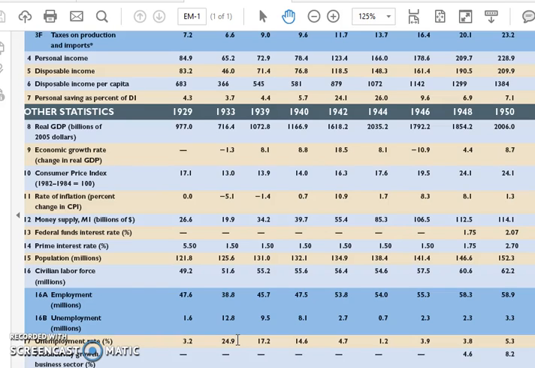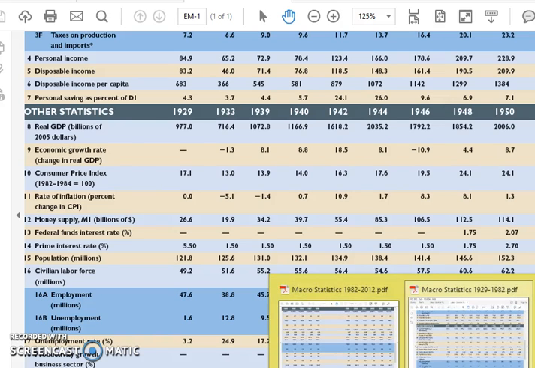And that unemployment rate is going to stay elevated. In 1939, it's at 17.2%. In 1940, it's at 14.6%. But look what happens by 1944. By 1944, the unemployment rate is down to 1.2%, and that, of course, is because of World War II. So the unemployment rate goes all the way down to 1.2%.